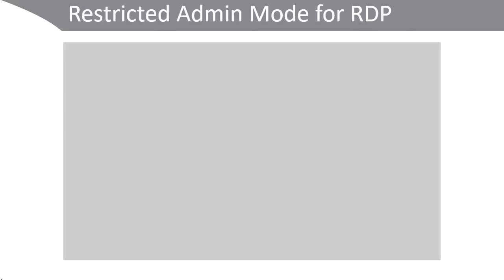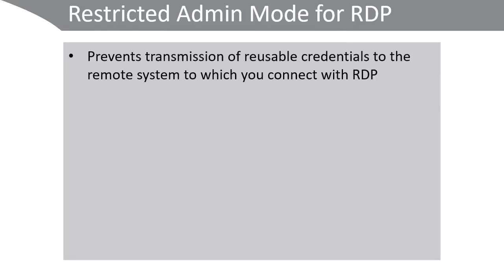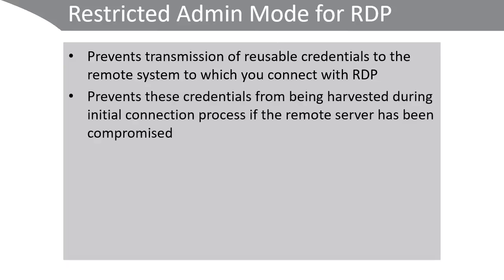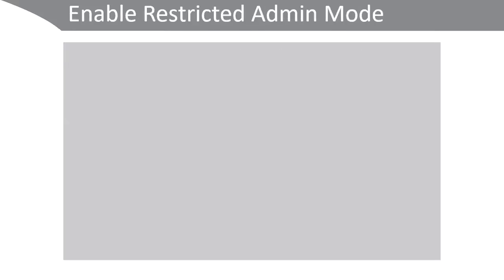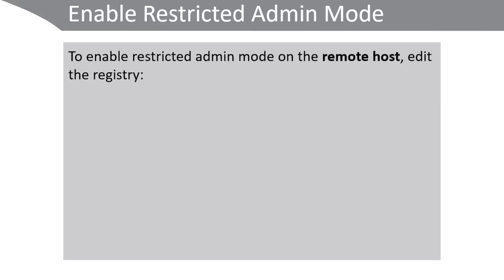A security feature you can consider is Restricted Admin Mode for RDP. This prevents transmissions of reusable credentials to the remote system to which you connect with RDP. It also prevents these credentials from being harvested during the initial connection process if the remote server has been compromised. To enable Restricted Admin Mode, on the remote host you must edit the registry.